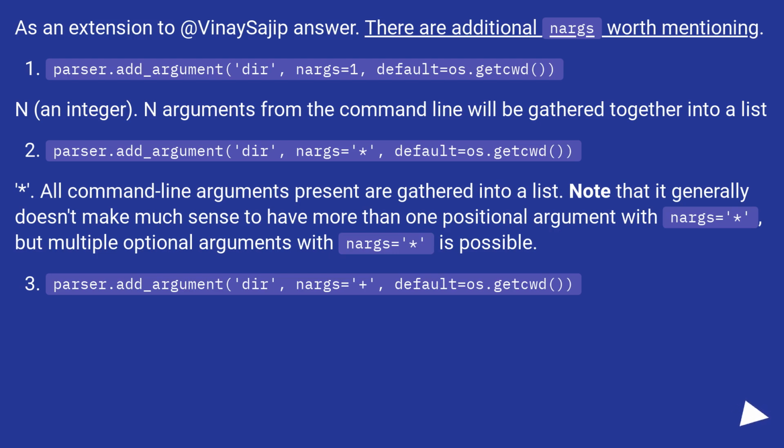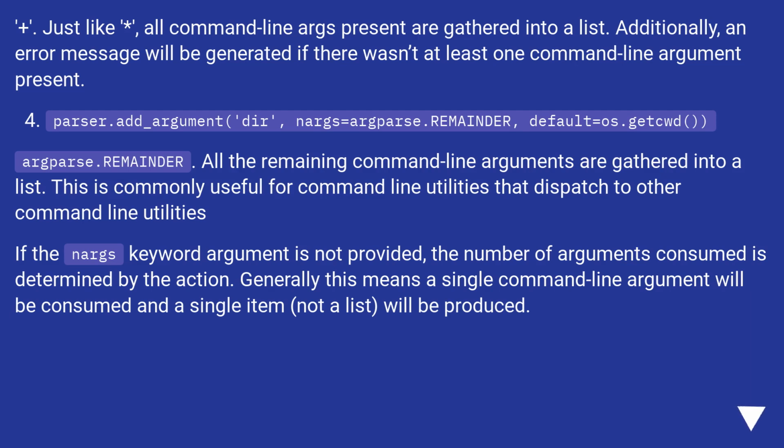parser.add_argument dir, nargs equals plus, default equals os.getcwd. Plus? Just like star, all command line args present are gathered into a list. Additionally, an error message will be generated if there wasn't at least one command line argument present.